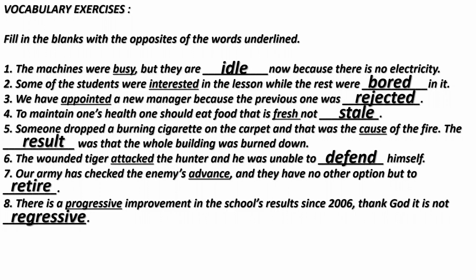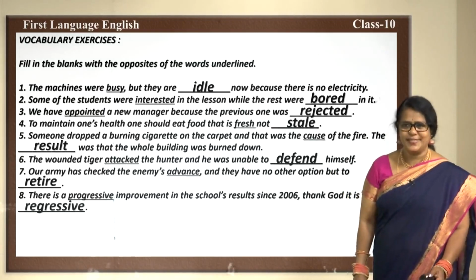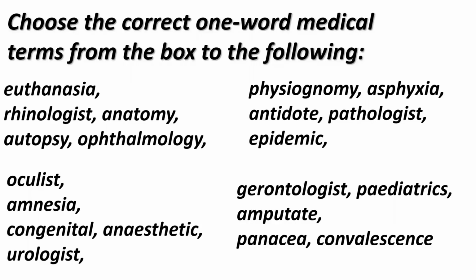You can very well open your textbook and quickly write down. By reading the sentence, you will come to know the exact opposite words of them. You will understand the meanings better. Now, let's move to the next exercise.